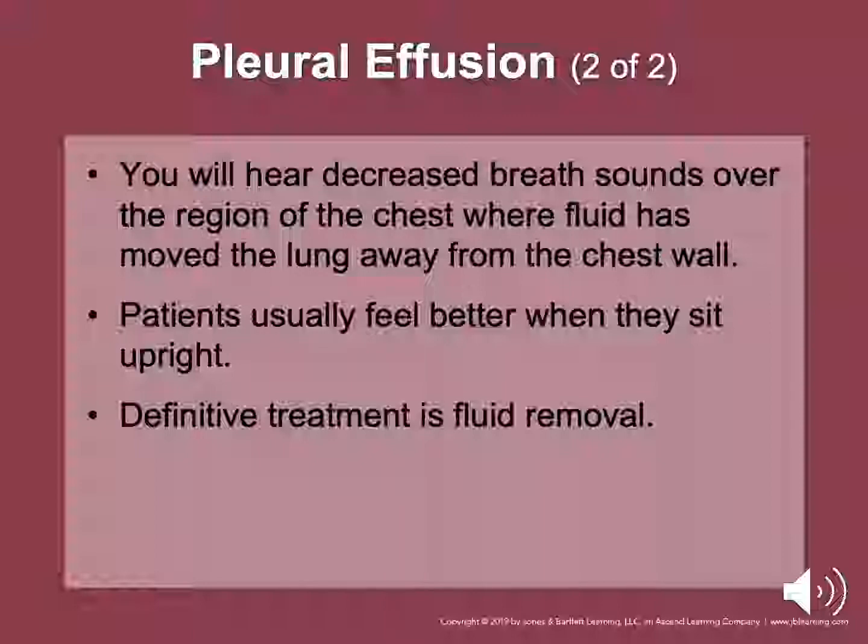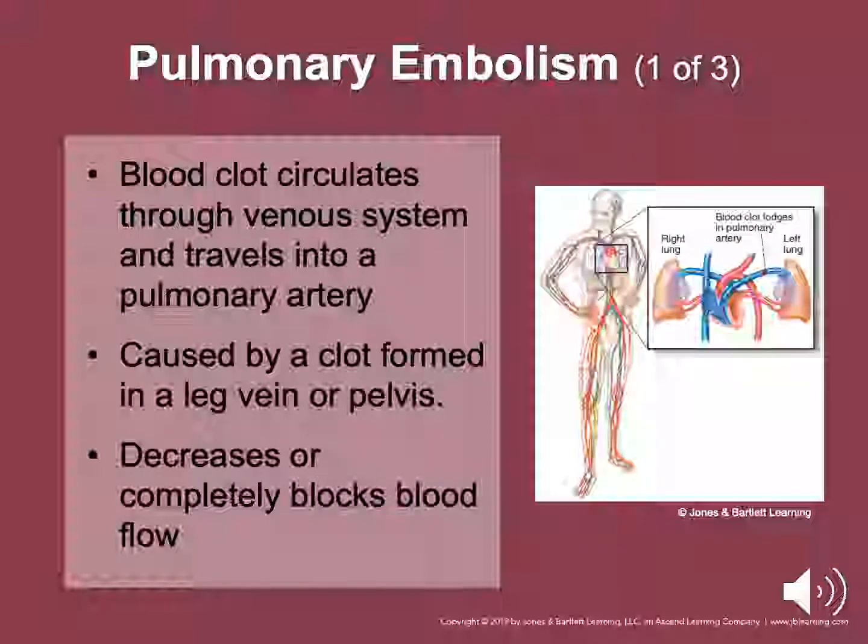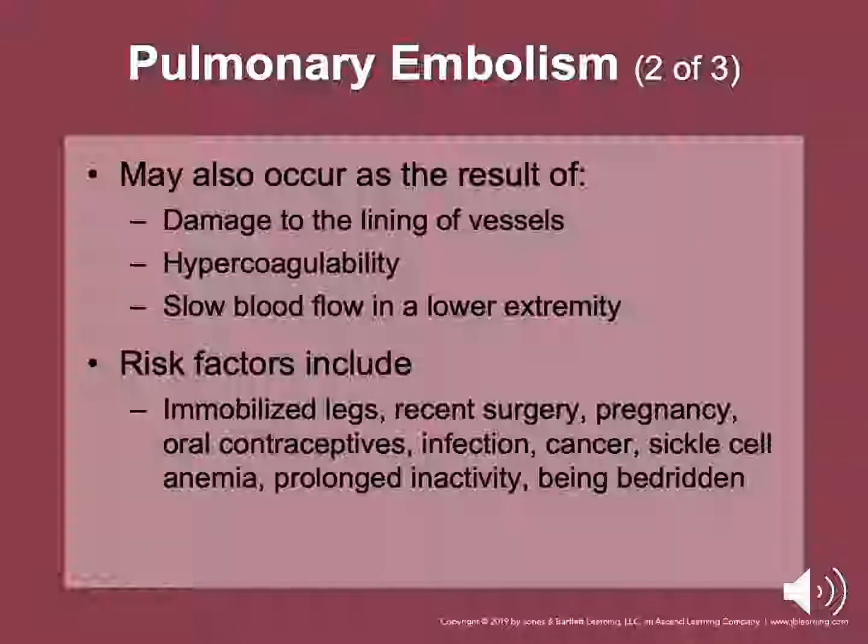Pulmonary embolism is a blood clot that circulates through the venous system and travels into the pulmonary artery. It's caused by a clot formed in the vein of the leg, and it decreases or completely blocks blood flow. A pulmonary embolism may also occur if they have damage to the lining of the vessels, hypercoagulability, and altered blood flow in the lower extremity.